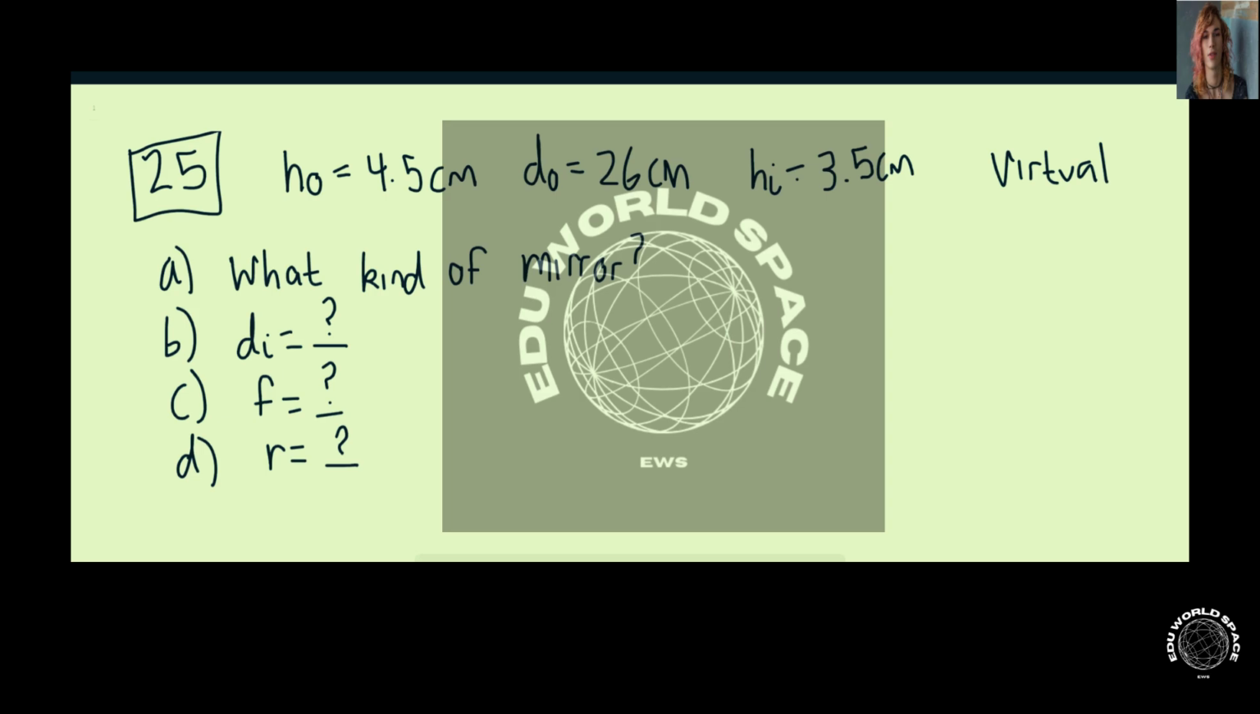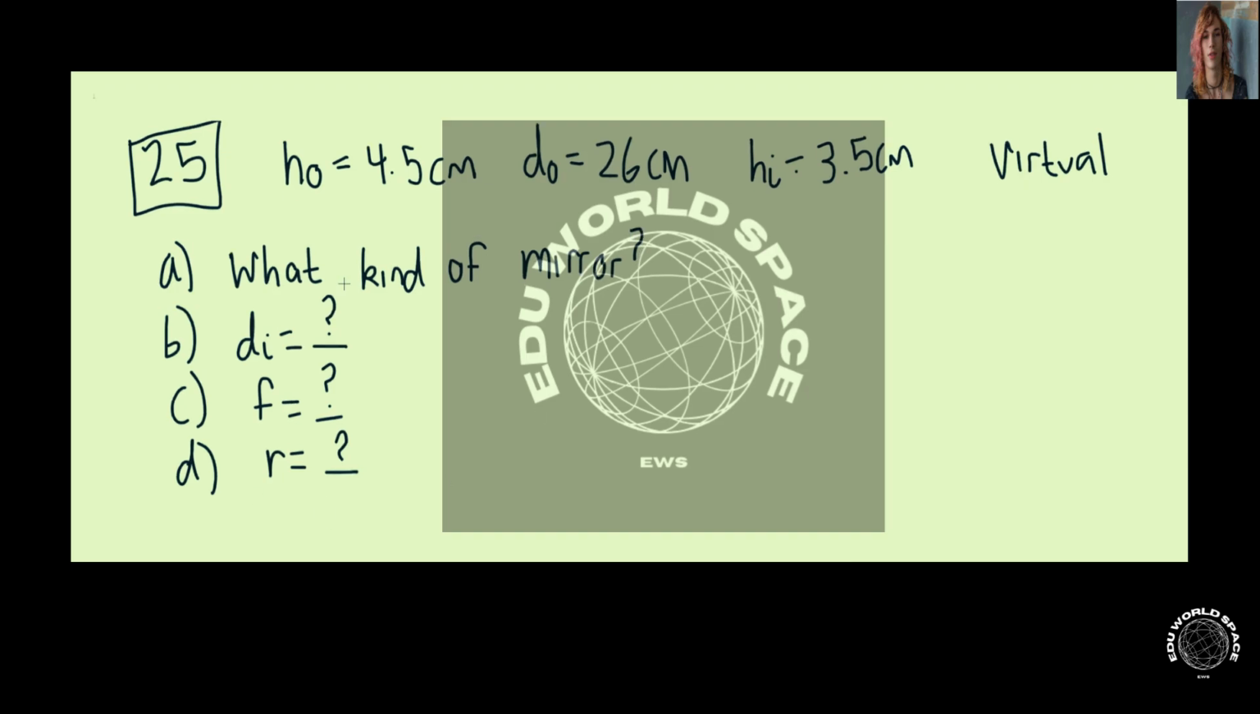Okay, in this problem we have an object that's 4.5 centimeters tall, located 26 centimeters from some kind of spherical lens, some kind of mirror, and we want to ultimately produce a virtual image that's 3.5 centimeters tall. We're first asked what kind of lens, what kind of mirror would we need to use, and what else we can learn from this problem, essentially the image distance, the focal length, and the radius of curvature of the mirror.